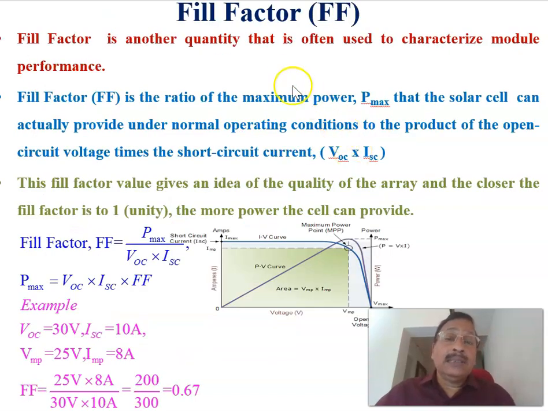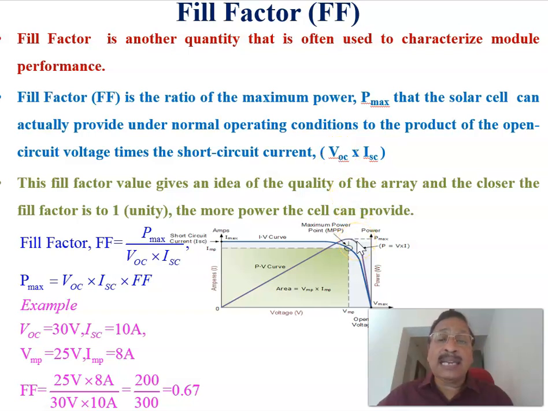One more solar cell parameter is called the fill factor, FF. Fill factor is another quantity that is often used to characterize module performance. The module performance can be characterized by this fill factor. The fill factor is the ratio of the maximum power Pmax that the solar cell can actually provide under normal operating condition to the product of open circuit voltage times the short circuit current.